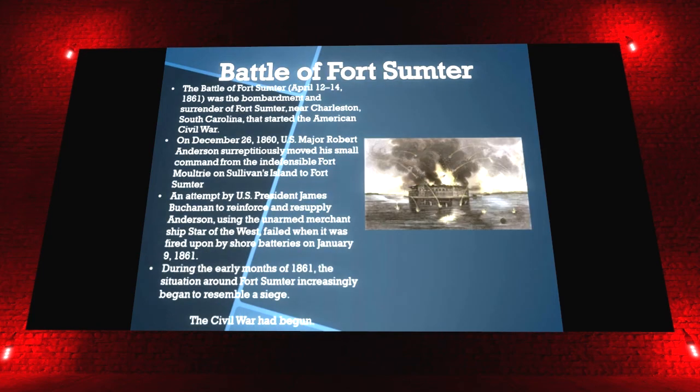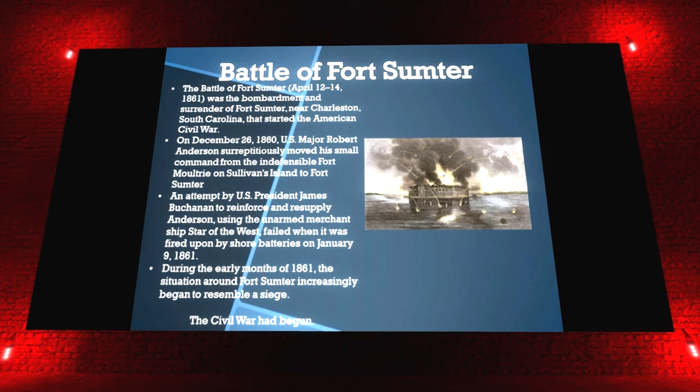The Battle of Fort Sumter was a bombardment and surrender of Fort Sumter near Charleston, South Carolina, that ignited the Civil War. On December 26, 1860, U.S. Major Robert Anderson surreptitiously moved his small command from the indefensible Fort Moultrie on Sullivan's Island to Fort Sumter. An attempt by U.S. President James Buchanan to reinforce and resupply Anderson using the unarmed merchant ship Star of the West failed when it was fired upon by the shore batteries on January 9, 1861.